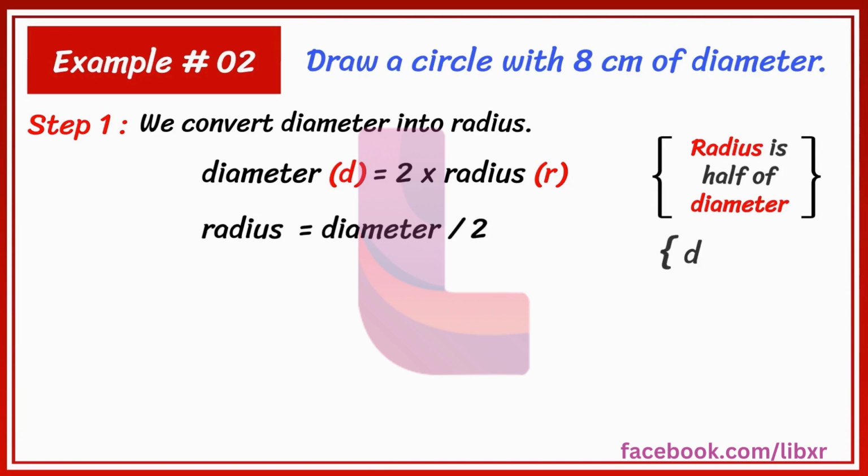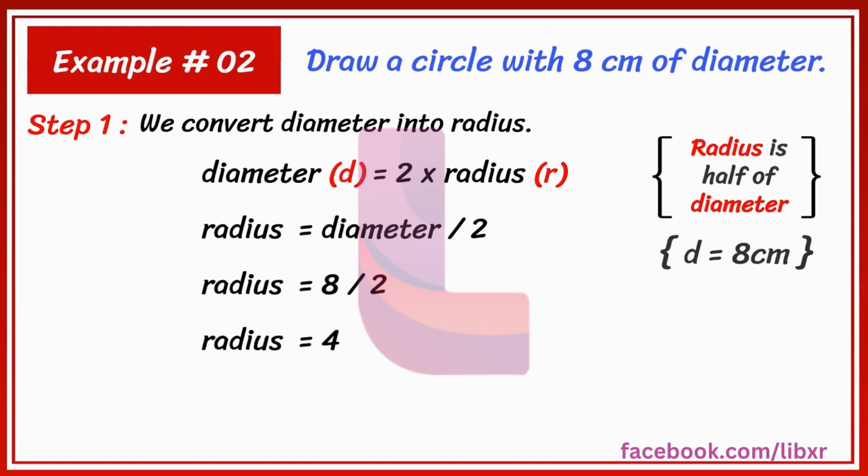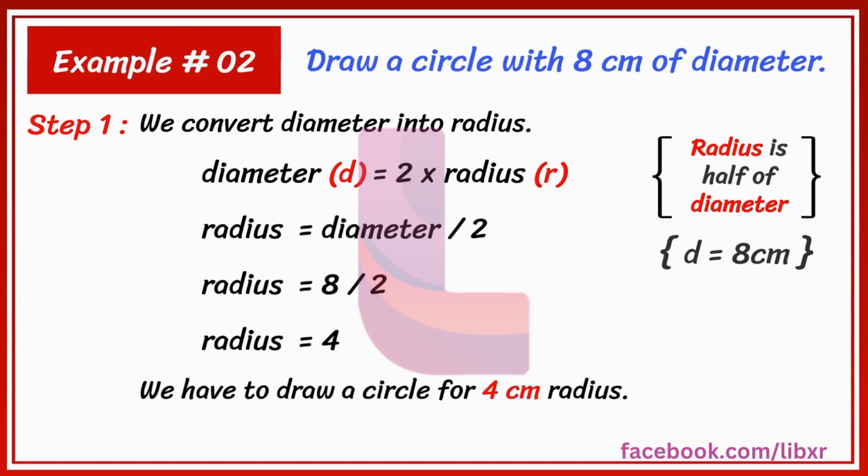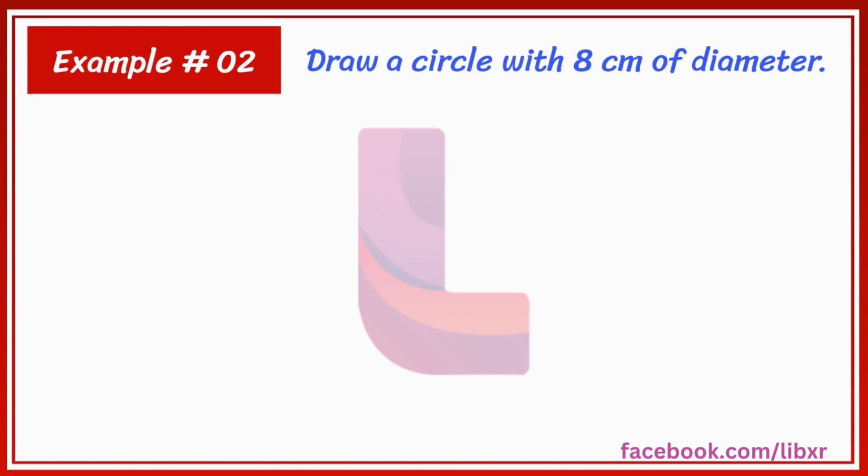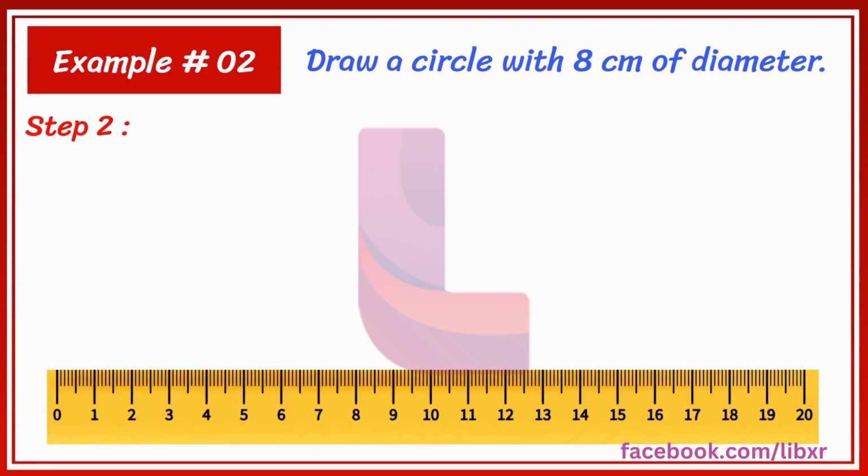Since diameter is equal to 8 cm, radius is equal to 8 divided by 2. Radius is equal to 4. Therefore, we have to draw a circle of 4 cm radius. Step 2. We again use a ruler to measure the length of the radius.